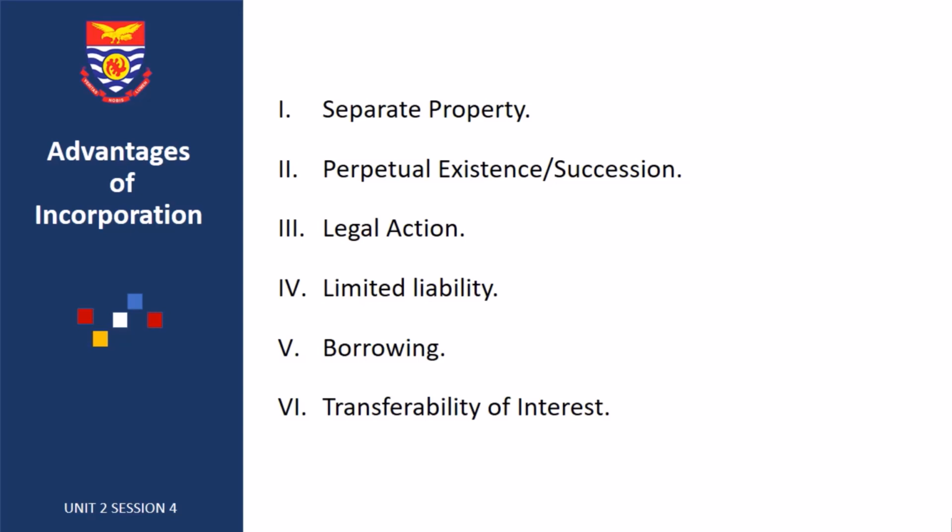Now, the next point is perpetual existence or succession. Here, we mean that a company, if it is managed well, will exist for a longer period of time, or will exist for the foreseeable future. It means that if you get poor management, that quality or characteristic will not be achieved.